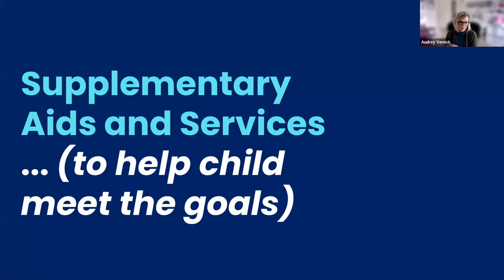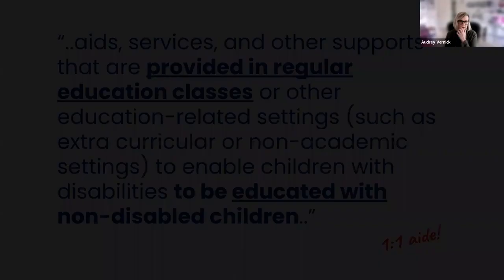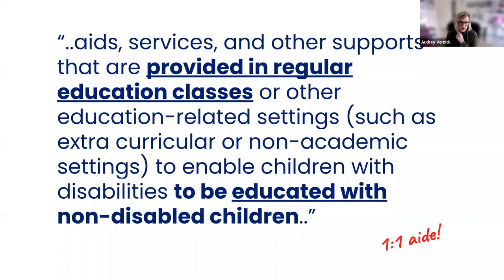All right. So supplementary aids and services are provided in regular education classes or other education related settings such as extracurricular, et cetera, to help the children be educated with non-disabled children. This is where your one-to-one aide comes in. This is where you're saying, what does this child need in order to do what everyone else is doing, right? So if they need notes given to them at their desk rather than having to read from the board, that would be an example, right? So whatever aid, service, or support is going to help your child be educated with their peers, that's that piece.